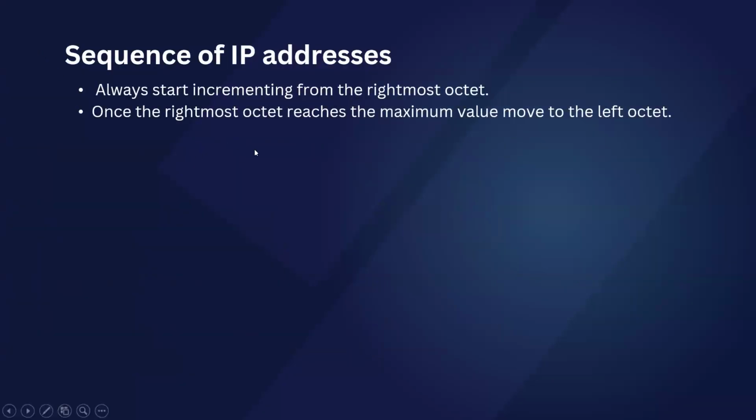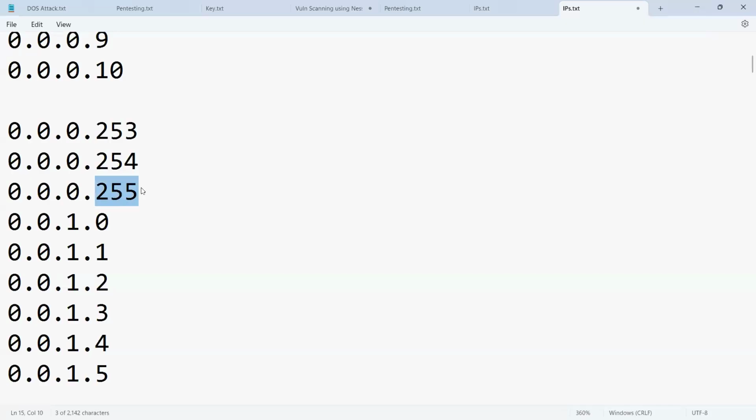Once the rightmost octet reaches the maximum value, then you move to the left octet. What I mean is this 255 now cycles back to zero. The rightmost octet resets back to zero, and the left octet now increases by one. So this zero now changes to one. Now after 0.0.1.0, remember rule number one, guys: you have to increase the rightmost octet again. So don't directly jump after 0.0.1.0 to 0.0.2.0. That would be wrong. Always increment from the rightmost octet.